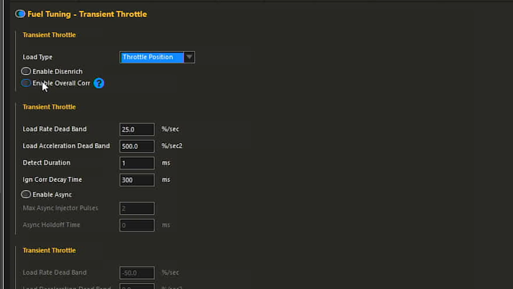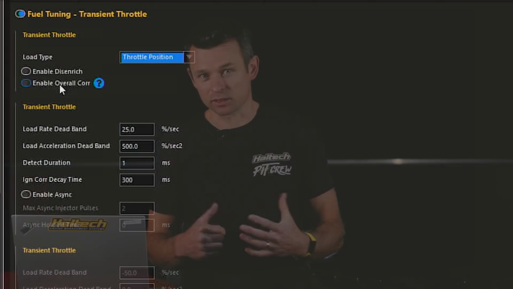Now the next four setup things are what gets people most confused. We've got the load rate deadband, the load acceleration deadband, the detect duration, and the ignition decay time. Now that's some really propeller hat terminology there, so let's take a look at each setting individually.